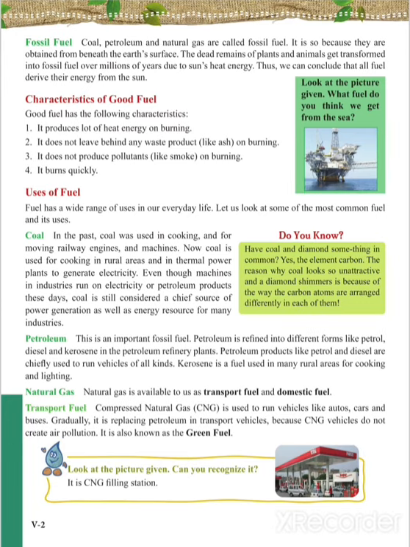Fossil fuel. Coal, petroleum, and natural gas are called as fossil fuels. This fossil fuel is obtained from the earth's crust, that is earth's surface. How does this fossil fuel is formed? Fossil fuel requires millions of years to form, which is formed due to the dead animals and plant remains which are buried into the ground millions of years ago.